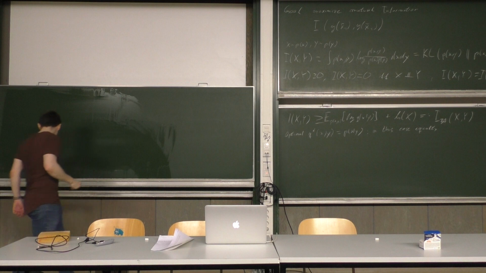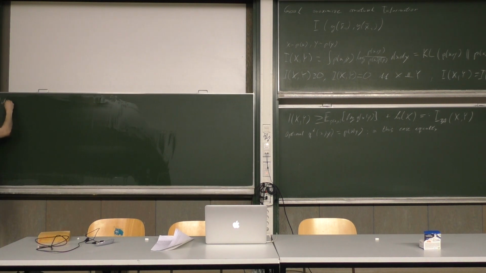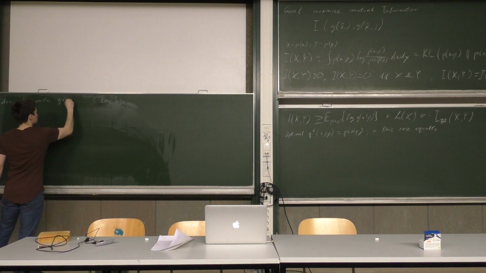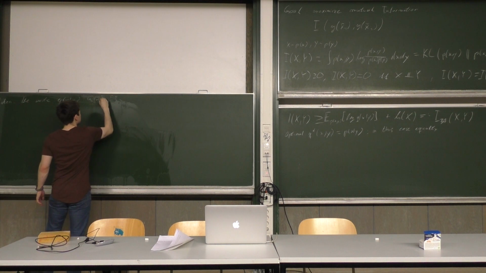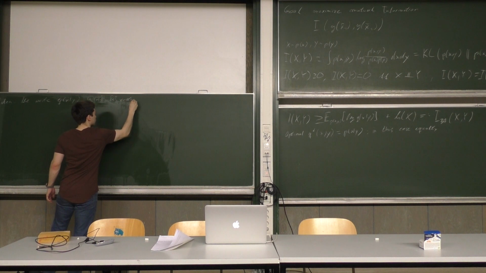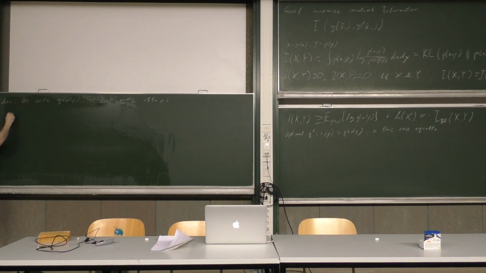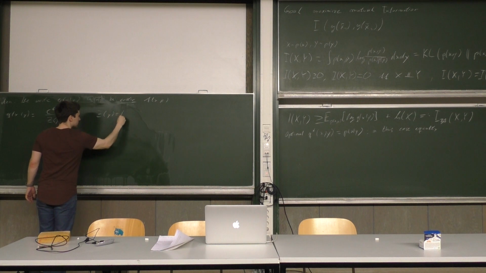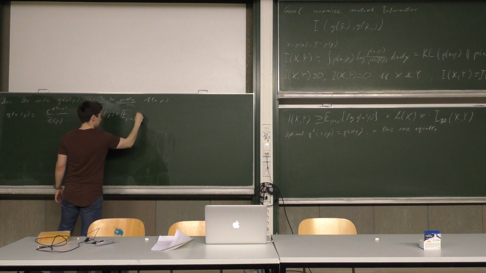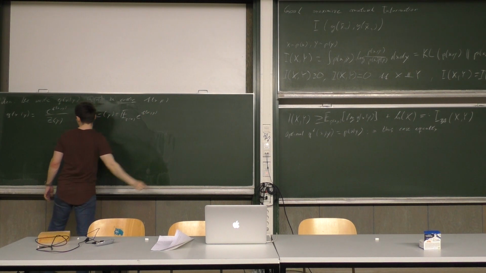So now the idea is we write our variational distribution Q using a so-called critic function f of x and y. And we just say Q of x given y is equal to e to the power f of x and y divided by Z of y, where Z of y is the expectation over q of x of e to the power f of x and y.